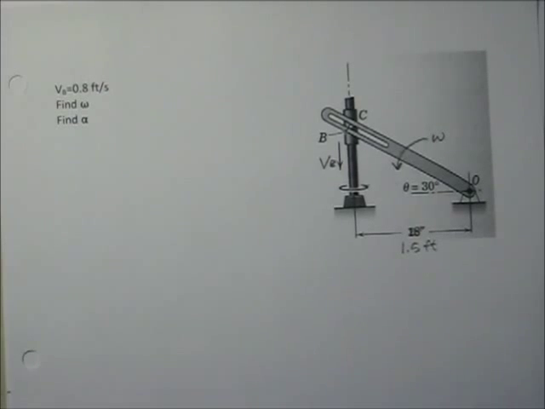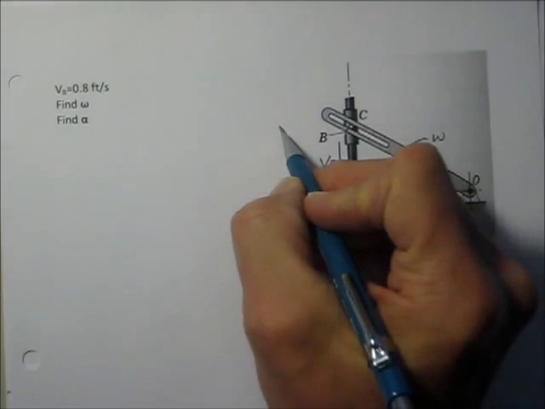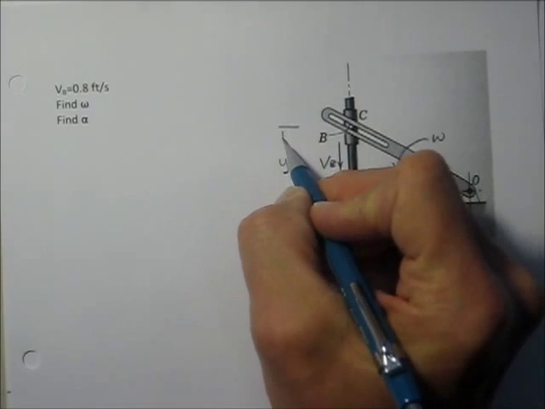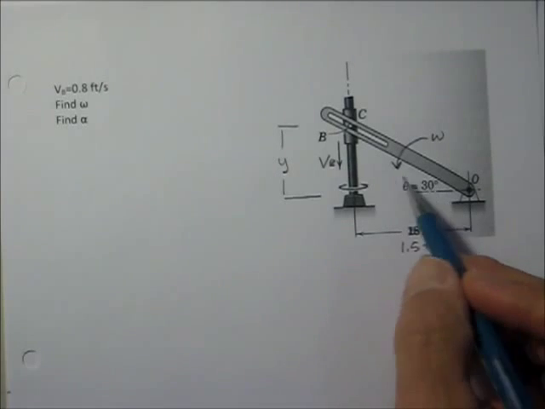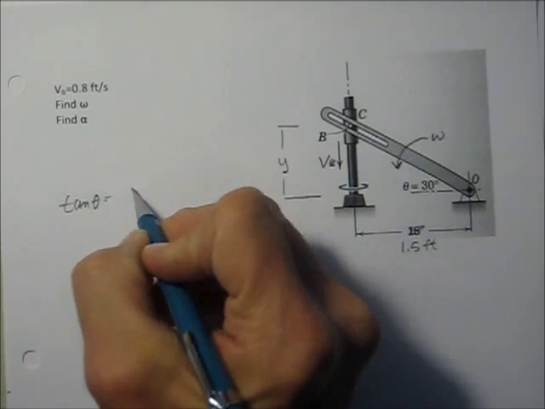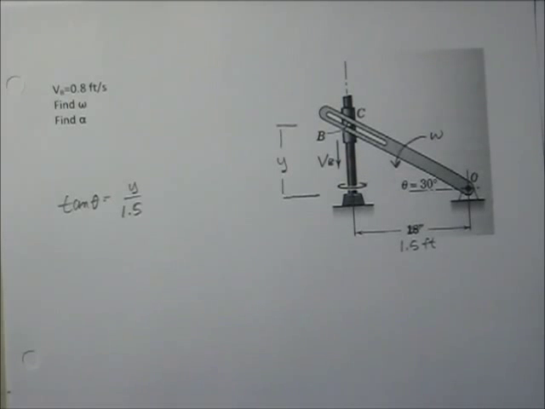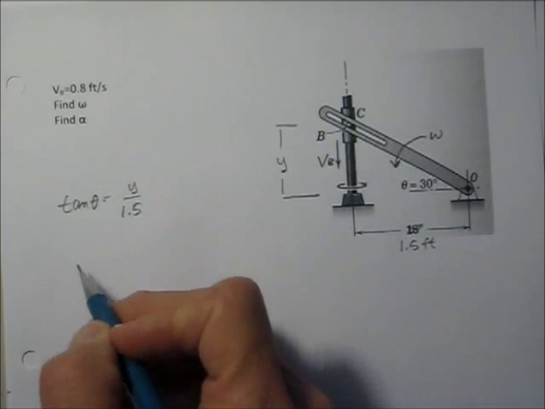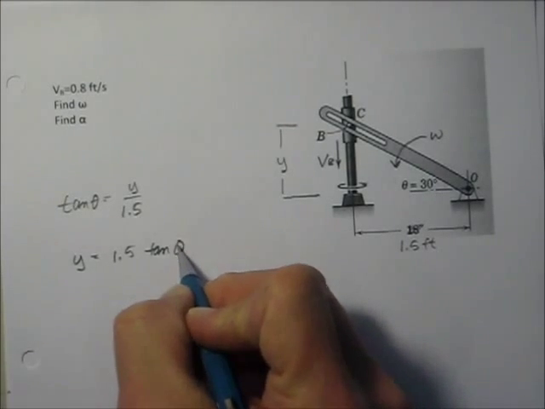And we need to find a relationship between these distances and that angle theta. Well, why don't we call this distance y, and this distance is x down there. So I can say that the tangent of theta is equal to y over x, or tangent of theta is equal to y over 1.5. And 1.5 is a constant now. Now I need to put this into a way that I can take a derivative. Let me put it this way: y is equal to 1.5 tangent of theta.